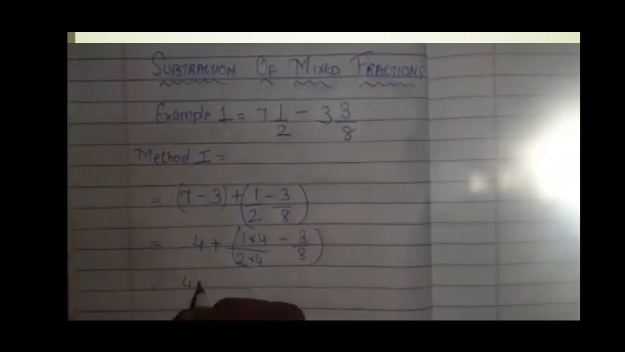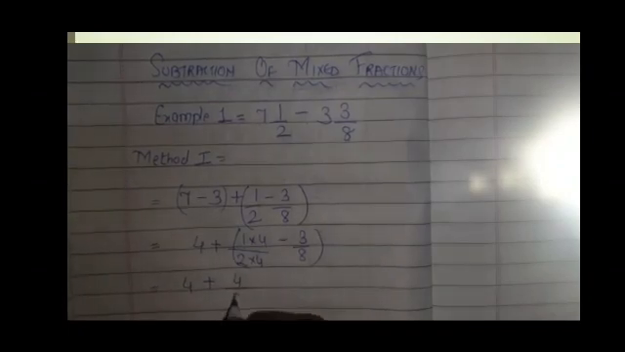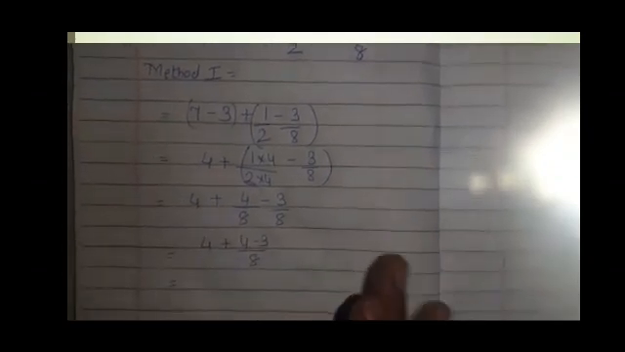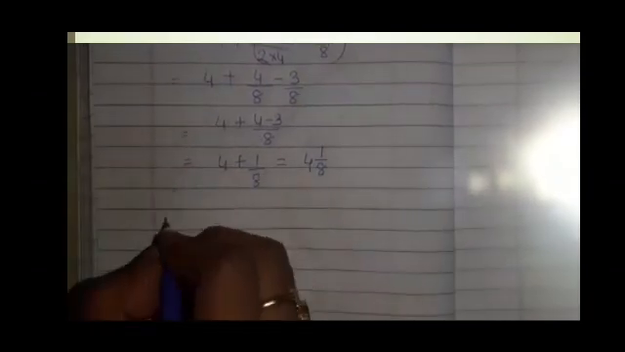So here we will change only one fraction. So here what you got? 1 4s are 4 upon 8 minus 3 upon 8. Because denominators are same, 4 minus 3 upon 8. So 4 plus 1 upon 8. So what you got, the mixed fraction? 4 1 upon 8.